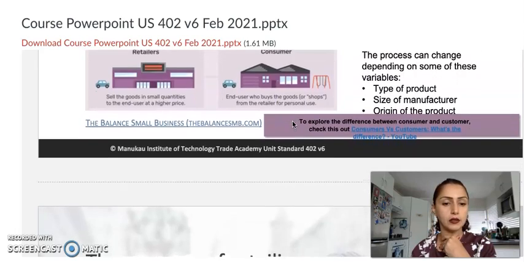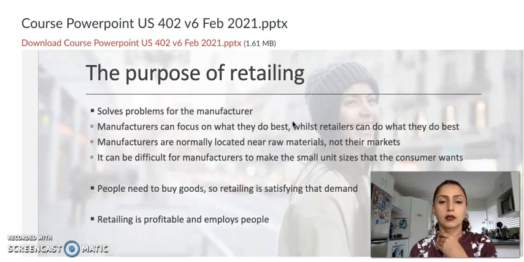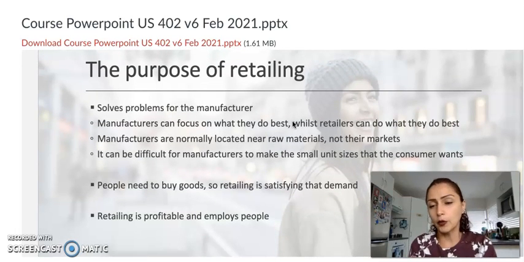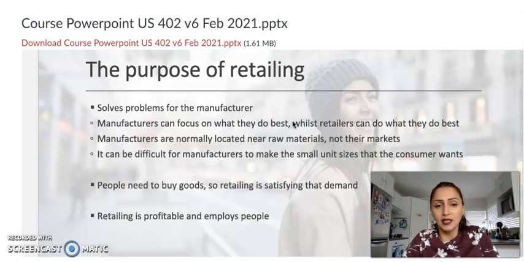Going on. Now, the purpose of retailing. So why, by now you would have figured why we have retailing, because manufacturers can't focus on what they do best. What they do best is make the product. So they can't really get busy trying to distribute it themselves. So they just want to find a wholesaler or a retailer straight away who would take their products in bulk.